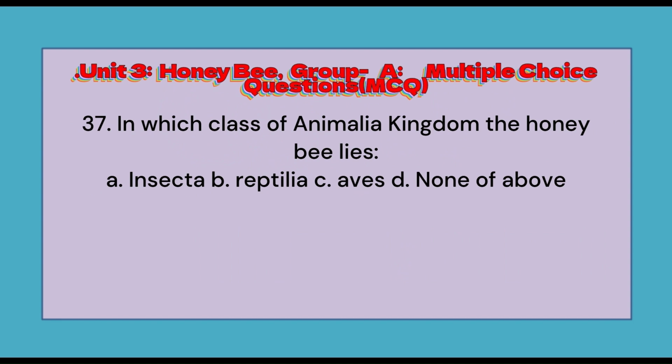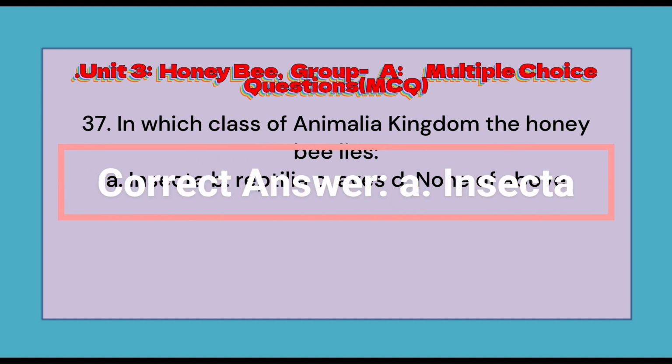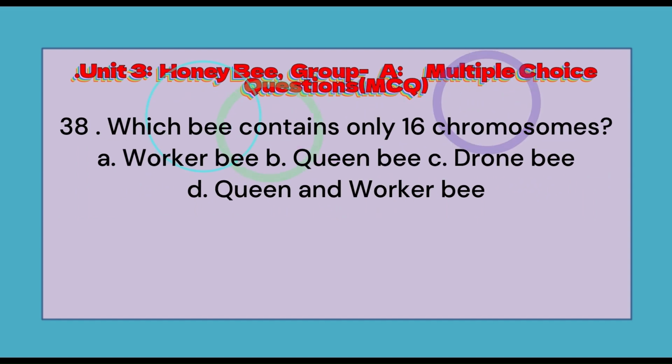37. In which class of the kingdom Animalia does the honey bee lie? A. Insecta. B. Reptilia. C. Aves. D. None of above. Correct answer: A. Insecta.